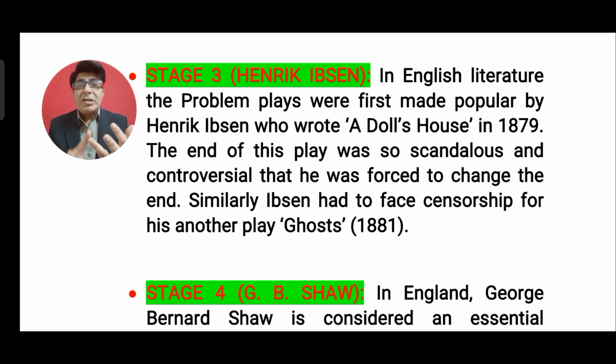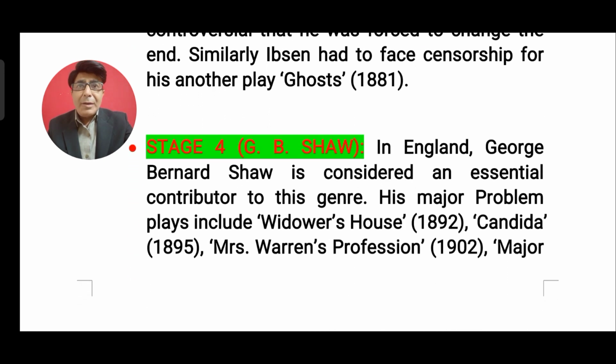Henrik Ibsen wrote A Doll's House and published it in 1879. But this play was not allowed to be performed on the stage by the government authorities. Why? Because it was very controversial. In the same manner, when Ibsen wrote Ghosts in 1881, that was also banned for some period of time by the government. Why? Because problem plays generally present the problems which people do not like to discuss publicly.